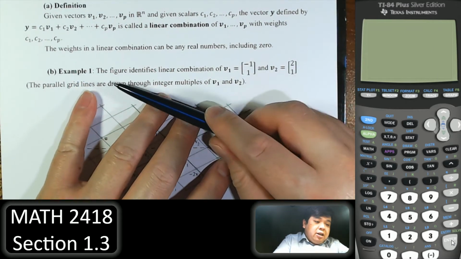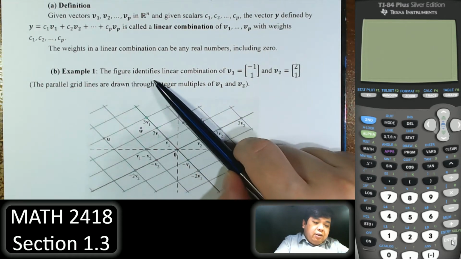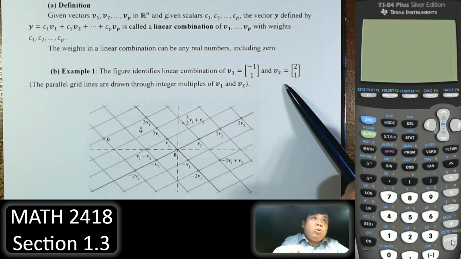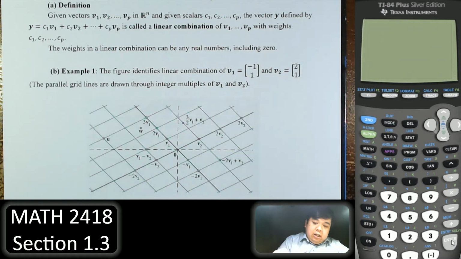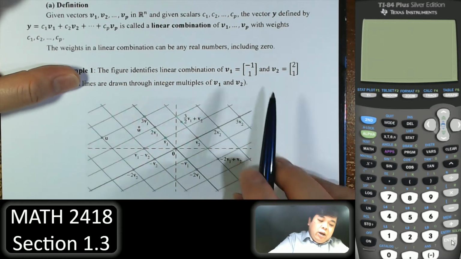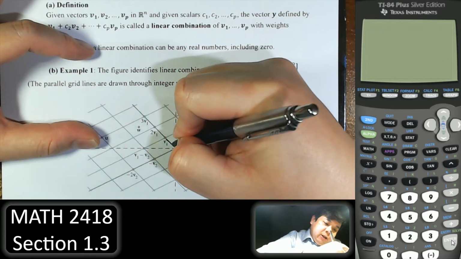Now, next, we go to the first example. The figure identifies the linear combination of v1, (negative 1, 1), and v2, (2, 1). So let me just say we have v1, (negative 1, 1). So on the picture, this is v1.